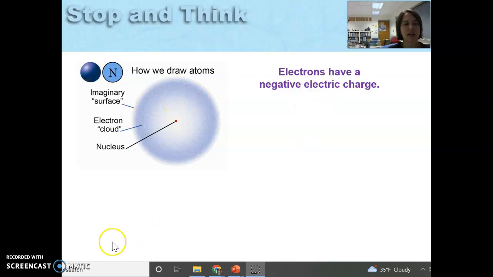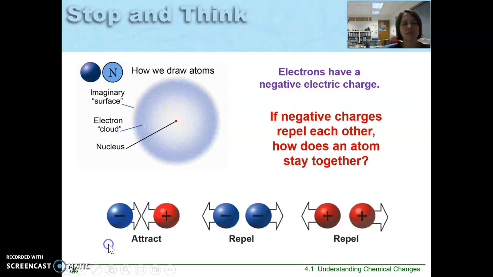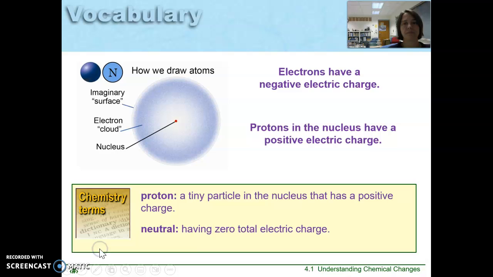And we know electrons have a negative electrical charge. So if they are negative, how could an atom even stay together? Because we know that the protons are repelling each other in the nucleus, and the electrons are repelling each other in that electron cloud, but we know that the protons and the electrons are attracting each other.